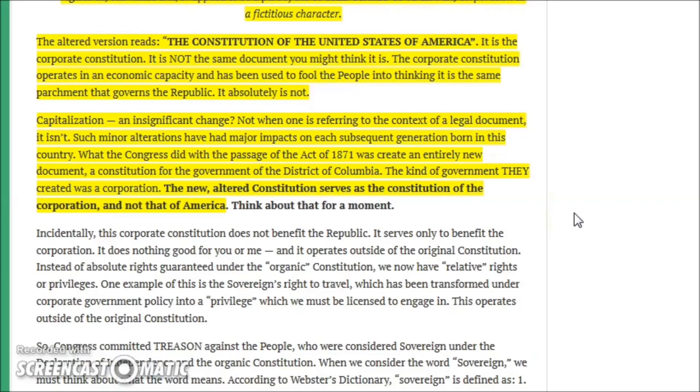What the Congress did with the passage of the act was to create an entirely new document, a constitution for the government of the District of Columbia. The kind of government they created was a corporation. The new altered constitution serves as the constitution of a corporation and not that of America.